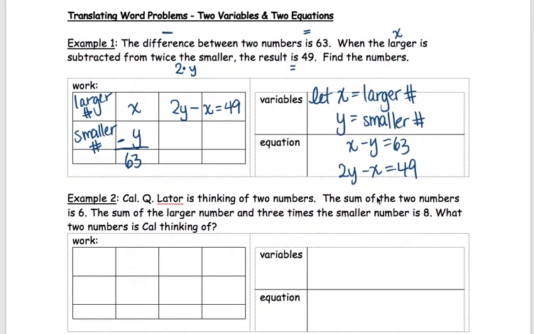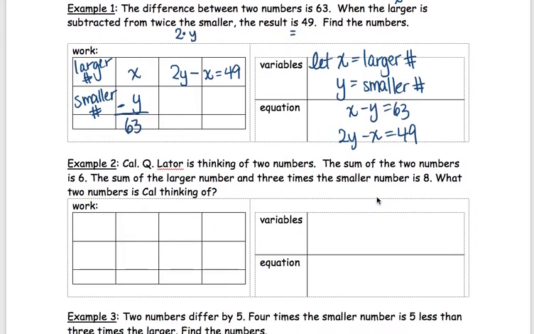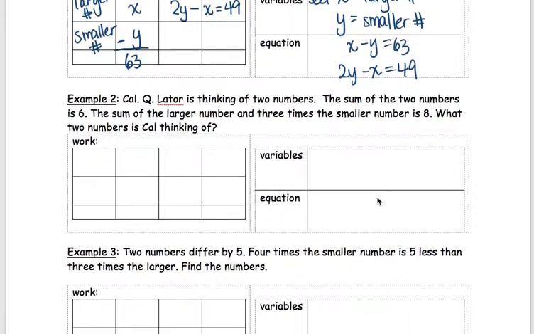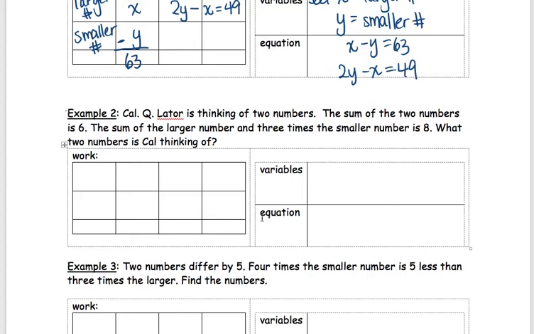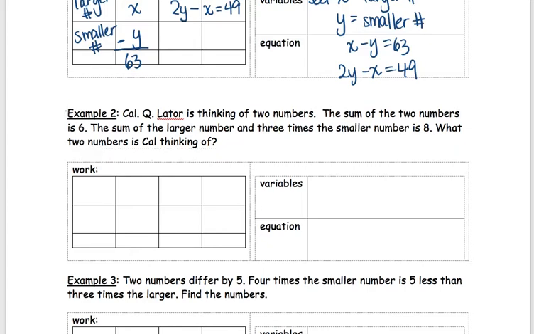Okay, so example 2. All right, so Cal is thinking of two numbers, okay? The sum of the two numbers is 6, the sum of the larger number and 3 times the smaller number is 8, okay? What two numbers is Cal thinking of? I'm just gonna bump this down to give us more space to write on the question. All right, so from here, I want you to think about, again, what is it that you have to find? That's the first part. It's usually located in the last statement here. What are the two numbers?